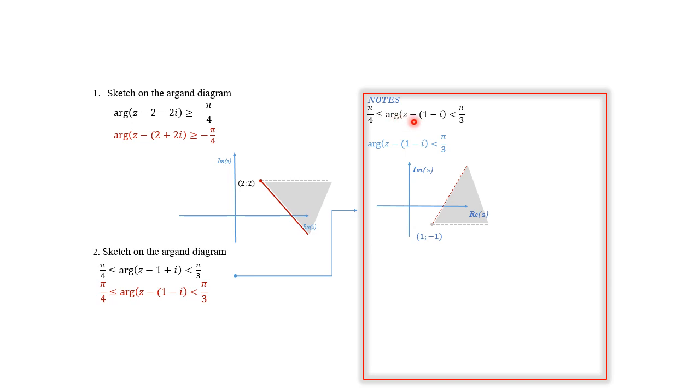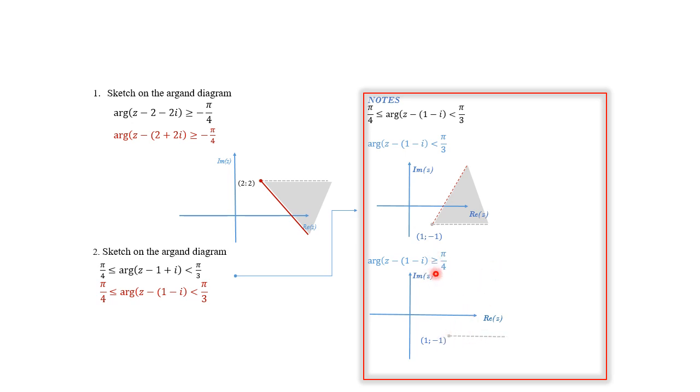We are saying arg of z minus open brackets 1 minus i close brackets greater than or equal to pi over 4. So this is the one that we write, reading from the center going to the left side here. Right, so still the same. We go on the Argand diagram, then we go to the central point here, the point where we want to start our half line. So it's going to be 1 and minus 1 here, and this is our horizontal line, and we need an angle of pi over 4.